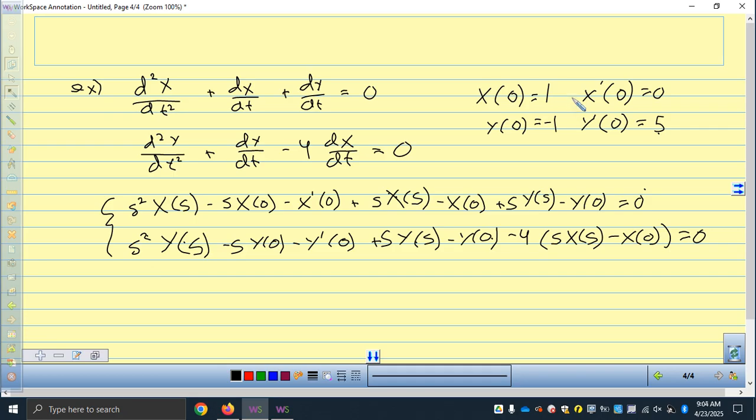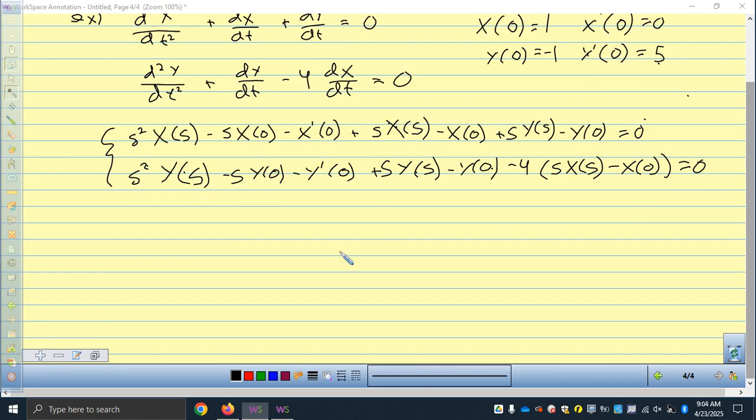I'm going to plug in the constants here and gather our terms. So we have x of 0 is 1, x prime of 0 is 0, y of 0 is -1, and y prime of 0 is 5. So we're going to substitute those in the appropriate places. And I'm going to put the x of s terms first and the y of s terms second. So we have our system of equations arranged in a nice way. So we get s plus 1.